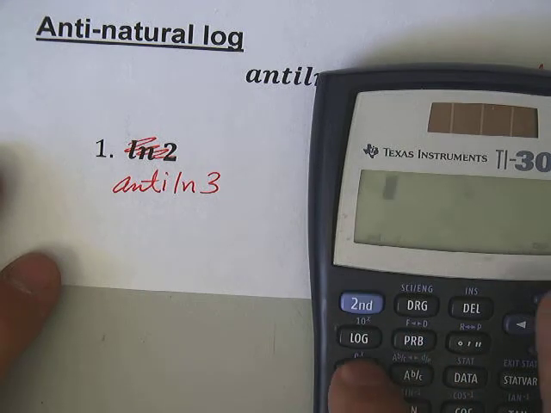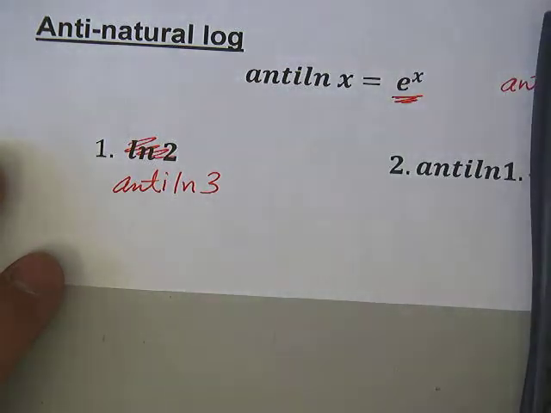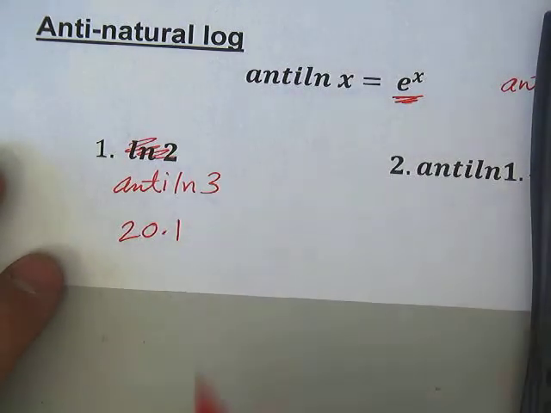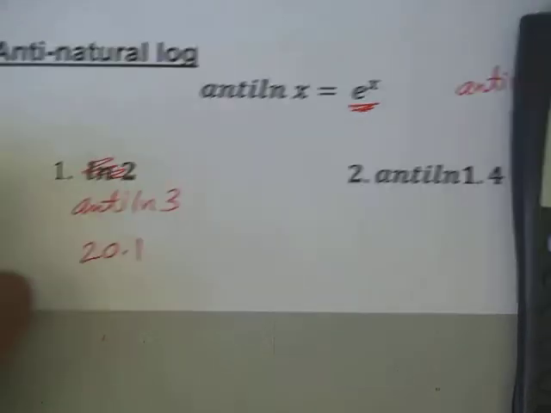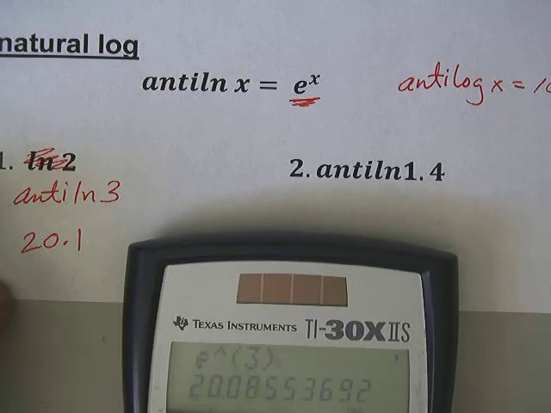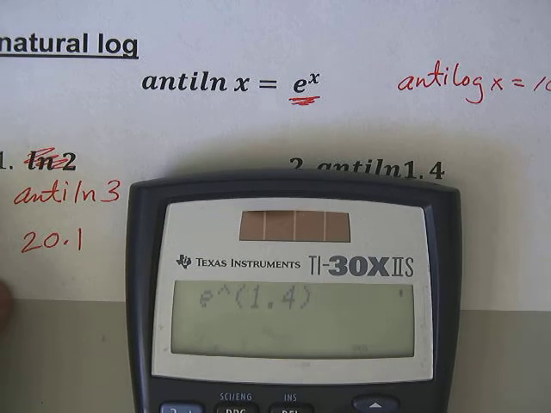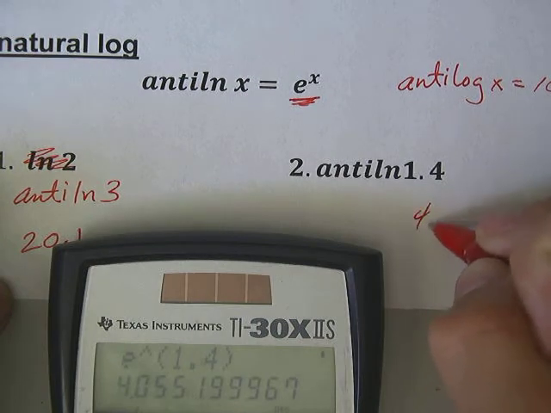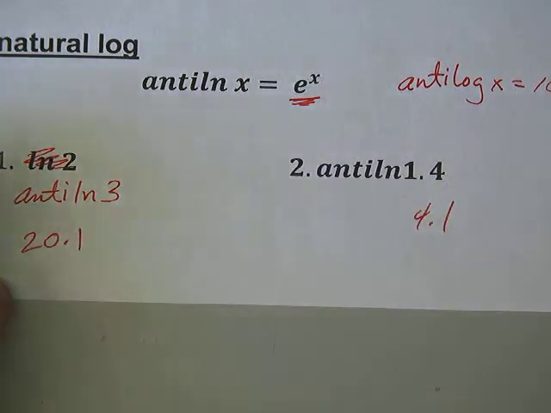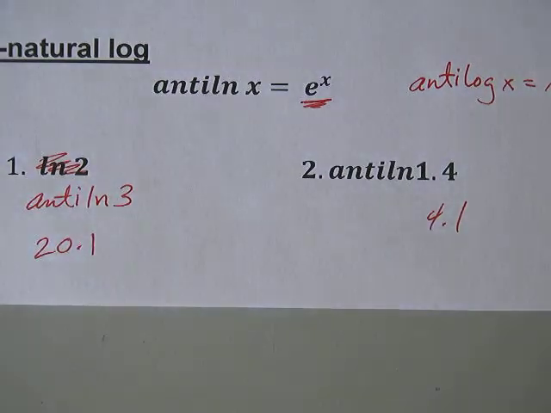So let's come down here. Now I got a little typo here, sorry about this. This should actually say anti-natural log of 3. So if I'm going to figure that out, I'm going to simply do second and hit e to the x to the 3. And that equals, if we go tens place again, 20.1. Easy enough. And last one, anti-natural log of 1.4. So I'm going to simply do e to the 1.4, and that's equal to 4.1.